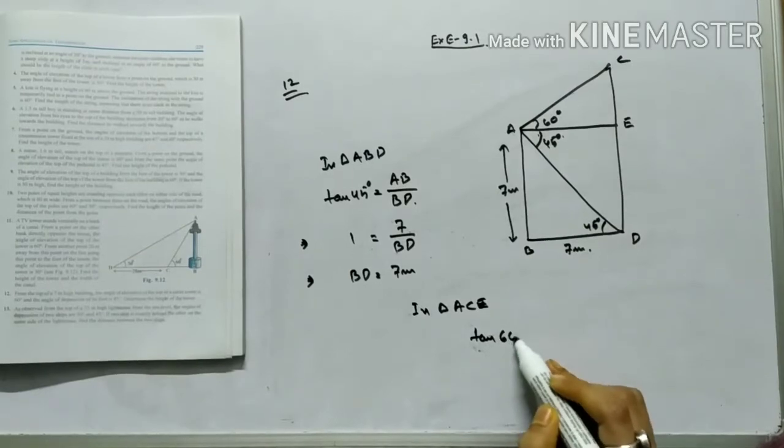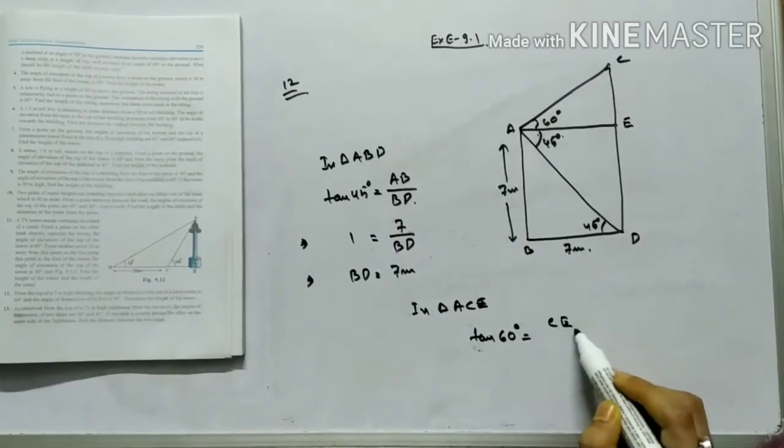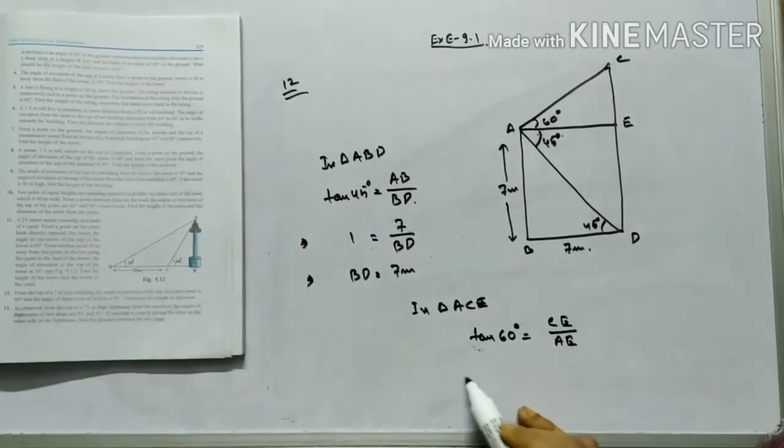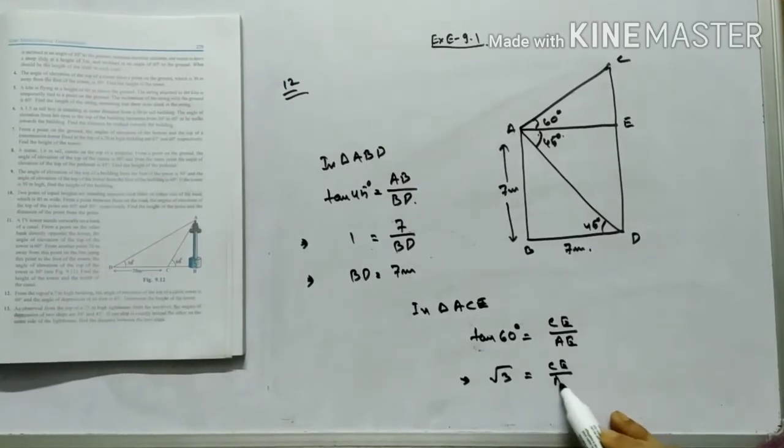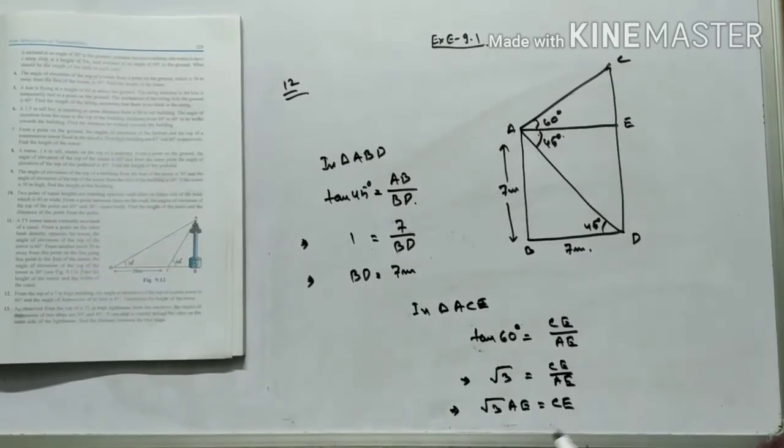Again in here I will use tan 60, which is equal to CE by AE. Tan 60 means root 3. So root 3 is equal to CE by AE, and so root 3 AE is equal to CE.